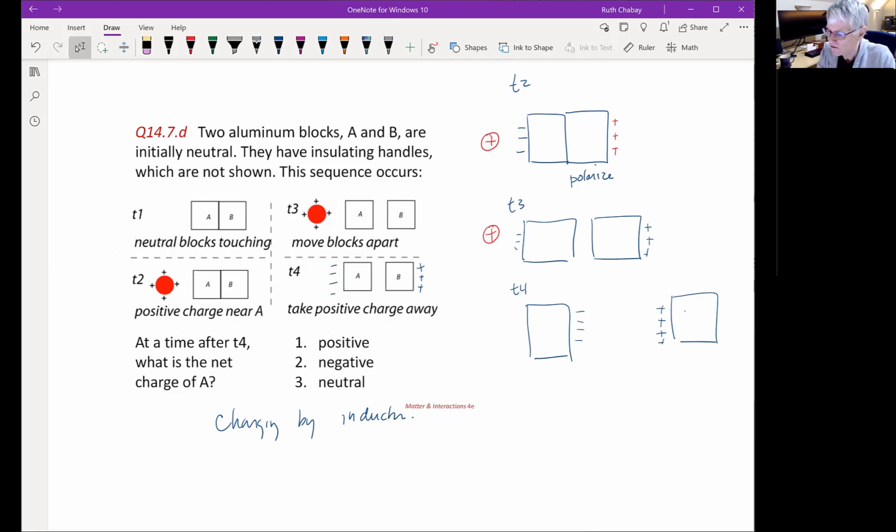Okay, so the net charge of A actually ended up being negative.